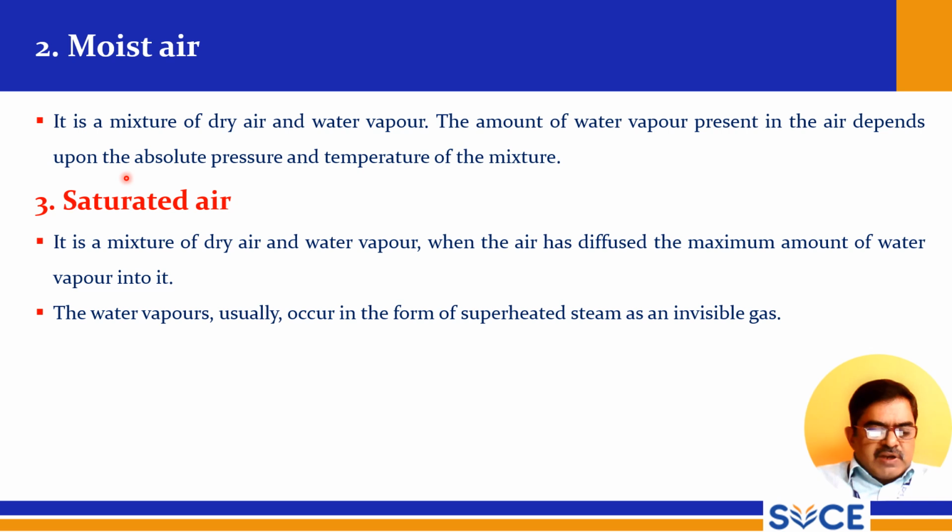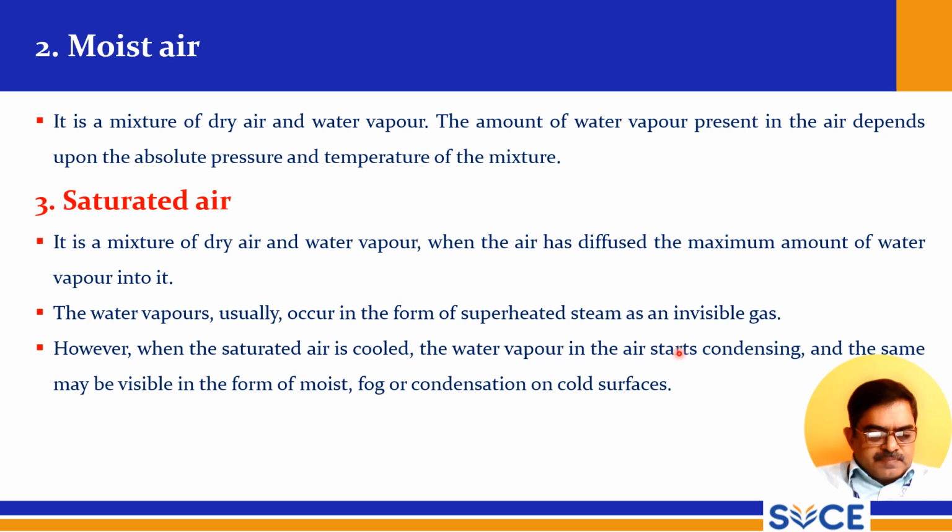The water vapor usually occurs in the form of superheated steam, as an invisible gas. However, when the saturated air is cooled, the water vapor in the air starts condensing, and the same may be visible in the form of mist, fog, or condensation on cold surfaces. On cold surfaces, we can even see droplets of water. That is due to the condensation process, and those water droplets can be observed on any cool surface or the surface of a container.